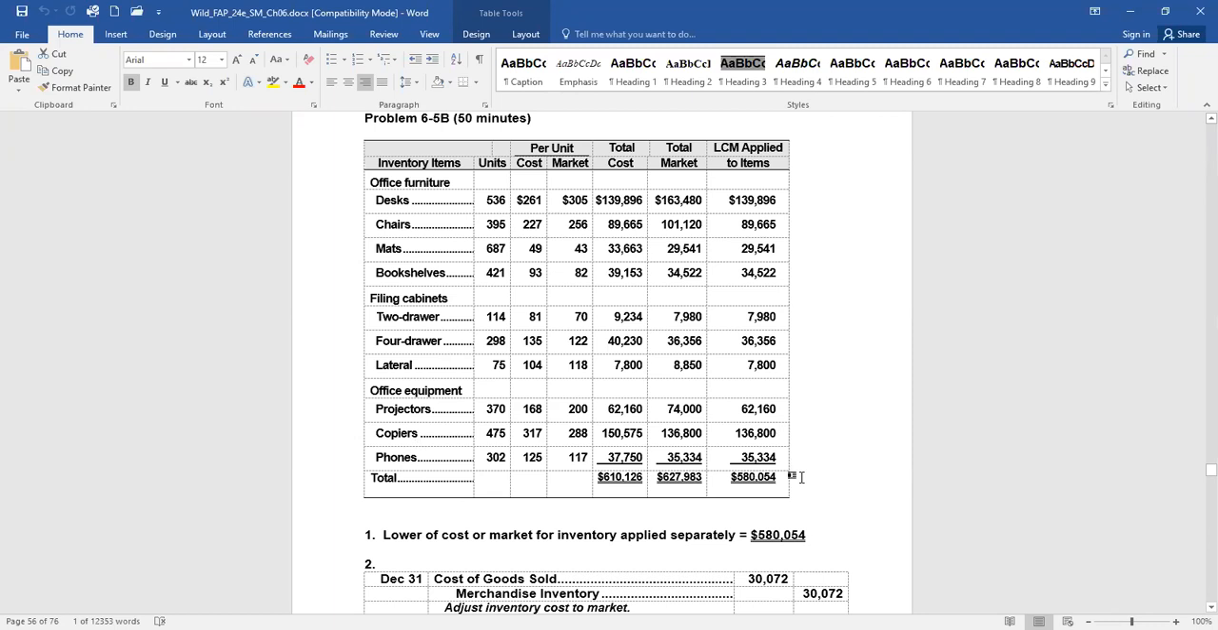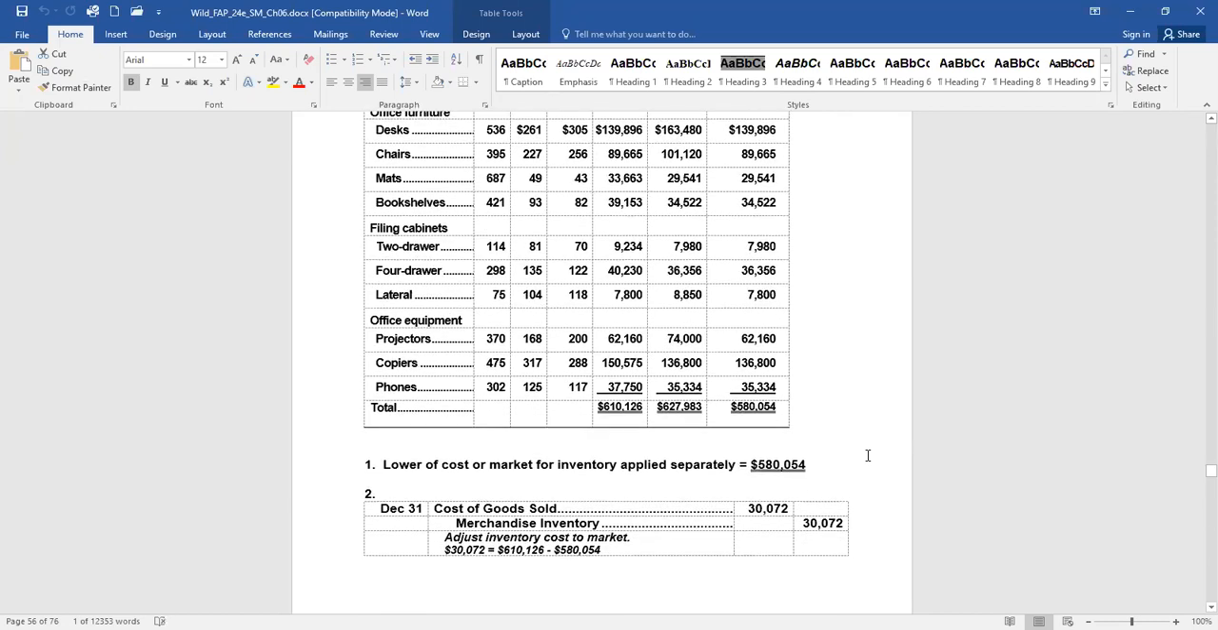So the actual amount of our inventory balance right now in our T account is the cost. $610,126, because when we bought these items, that's what we debited the inventory account for. But according to our analysis at the end of the year, our cost should be $580,054. That's what the balance should be, because some of the market values were lower than what we originally paid for them. So what do we do to correct this?